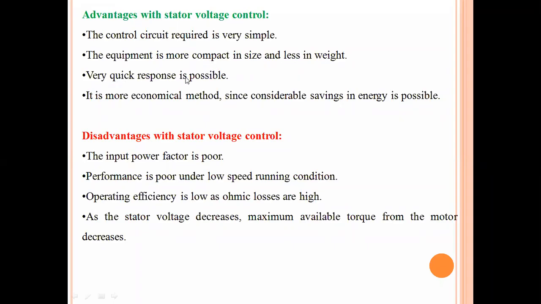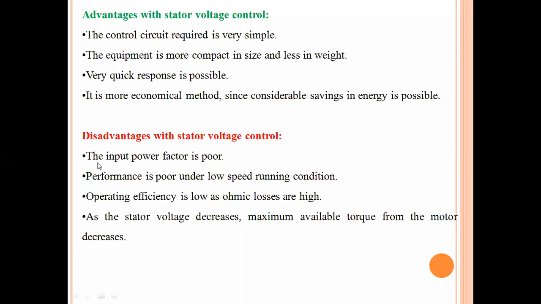And quick response is possible, which means the machine will respond very quickly. That is also one of the advantages. And it is very economical, so that we can save energy. So all these are the advantages of stator voltage control. But we have several disadvantages also.